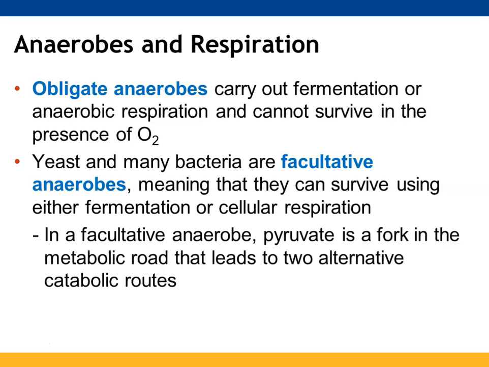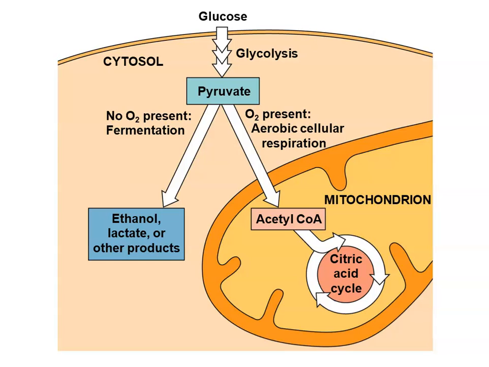So pyruvate can go into the citric acid cycle and oxidative phosphorylation if there's oxygen present, or it has the option to go through fermentation if oxygen is not present. All right, and there you can kind of see where that fork in the road is between the two processes.